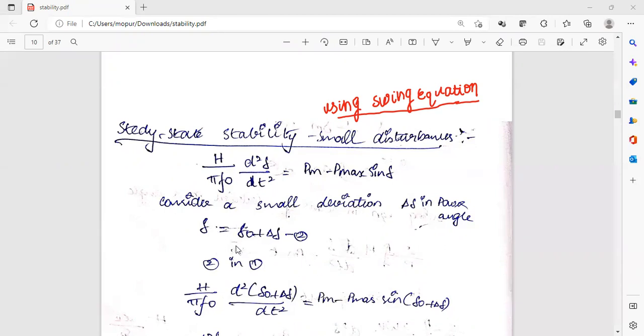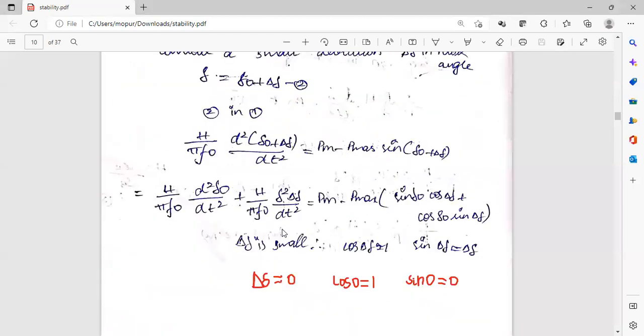I'm substituting this small deviation in the swing equation to get H by pi f naught d square of (del naught plus delta del) by dt square is equal to Pm minus Pmax sin of (del naught plus delta del). Now, this I can write as H by pi f naught d square del naught by dt square plus H by pi f naught d square delta del by dt square is equal to Pm minus Pmax sin of (a plus b). I am expanding it: sin a cos b plus cos a sin b. Sin del naught cos delta del plus cos del naught sin delta del.